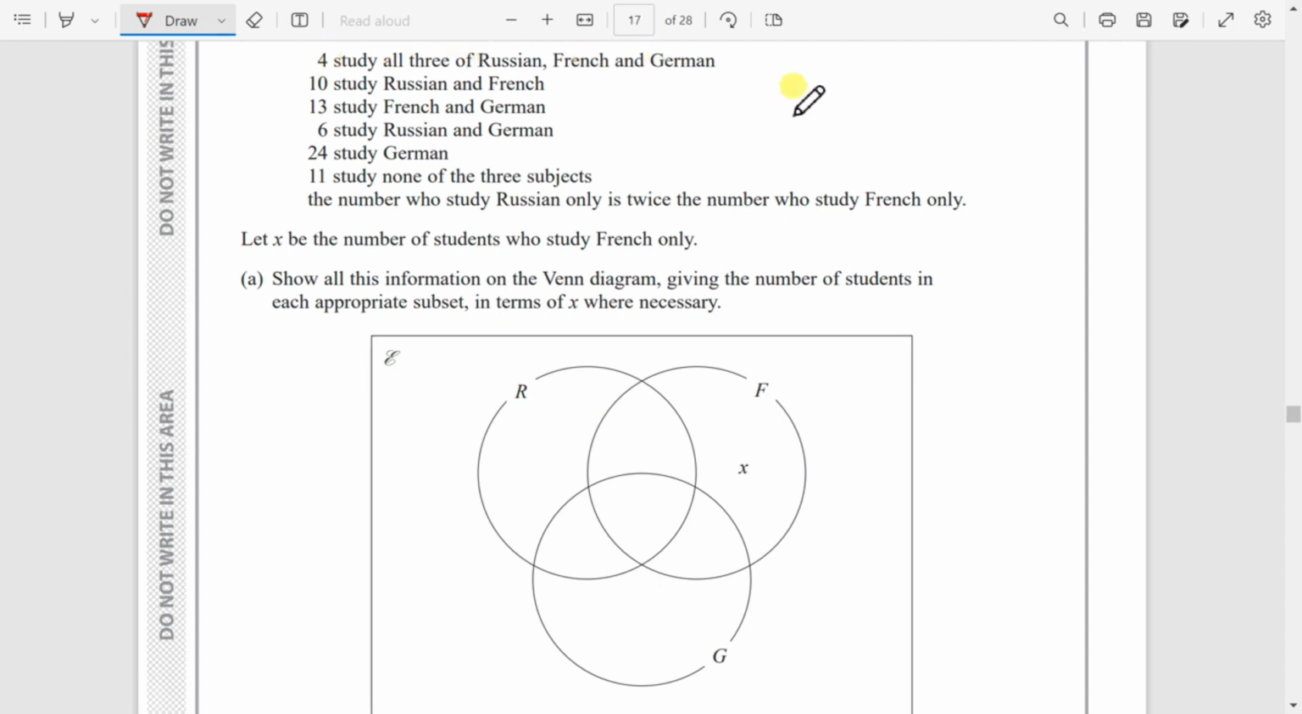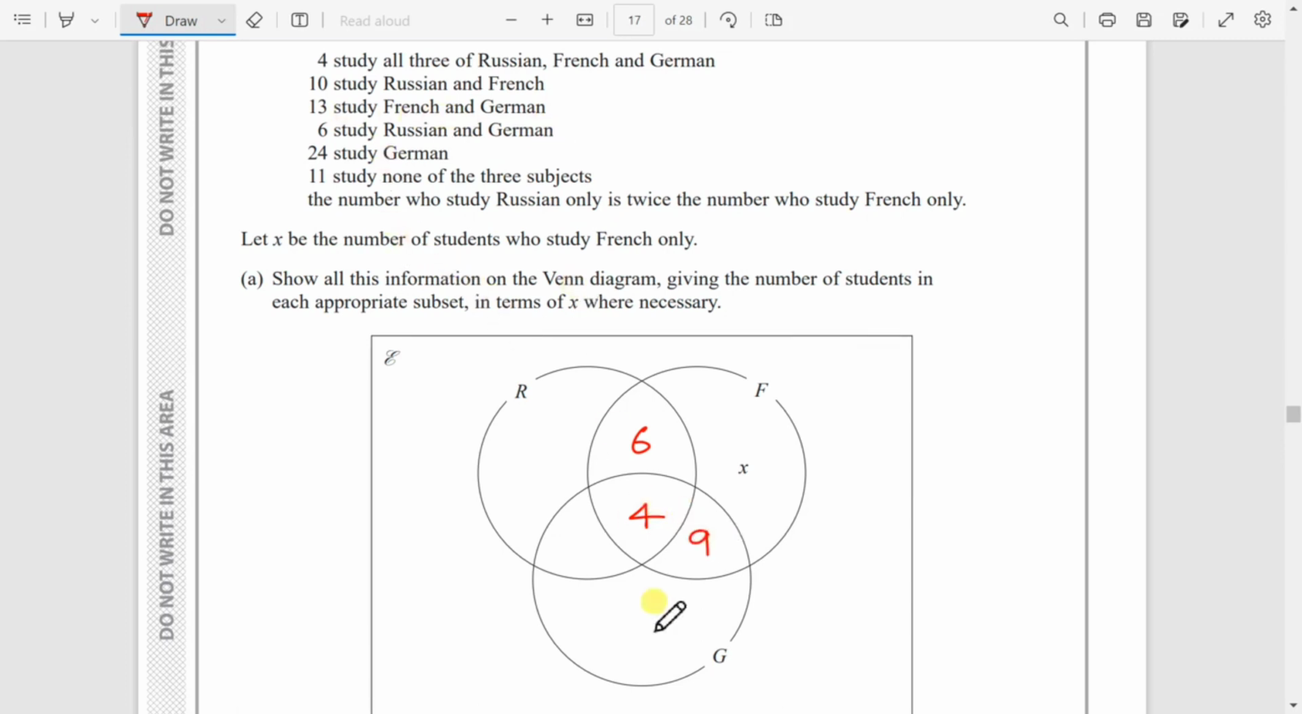Now, let's do it. 4 study all 3 languages. That means 4 is bang in the center. No doubt about that. 10 study Russian and French. That means these 2 cells must add up to 10. 4 plus something must add up to 10. So 4 plus 6 should add up to 10. 13 study French and German. So we're talking about these 2. So 4 plus something must equal 13. 4 plus 9.